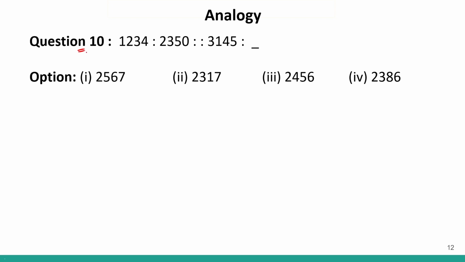Question number 10, bigger numbers. So whenever we see bigger numbers, we assume it is difference or sum of the digits. So if I assume it is difference, let us find the difference in the first pair. This is the first pair, correct? 2350 minus 1234. Correct? This will be 4, this will be 10, this will be 6. This will be 1, 1, 1. So difference of 1, 1, 1, 6.